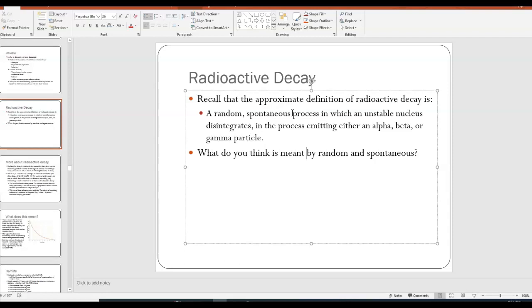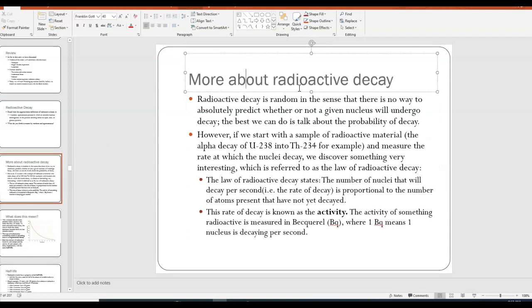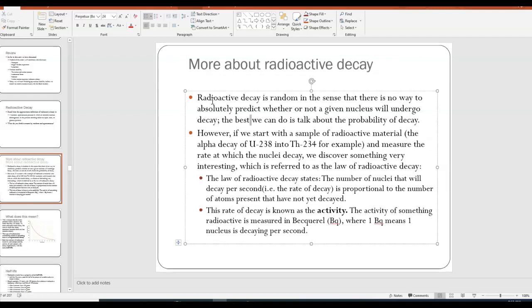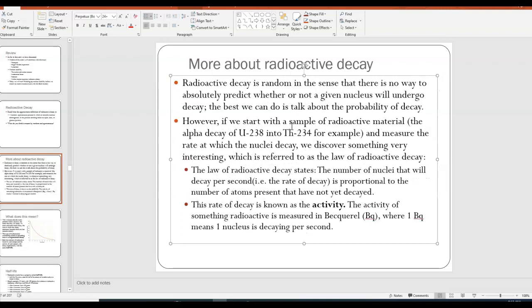However, if you have a large collection of radioactive atoms, then we can apply some statistics to the situation to get a better understanding of how the situation is going to unfold. And on this slide, again, make sure you're taking good notes as we go through. Pause it here if you need to add this to your notes.